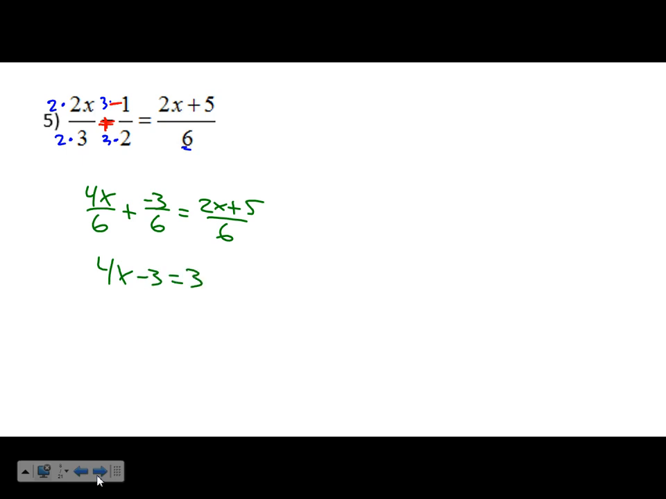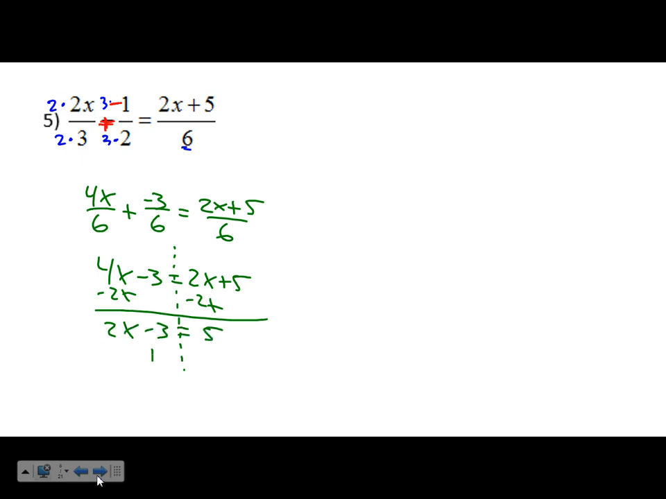Oops, supposed to be a 2. 4x plus 2x is 6x. Whoops, almost did that one wrong. We can't combine those because they're on opposite sides of this equal sign. Almost made a rookie mistake. So I'm going to subtract 2x from both sides first. That was close. I was just testing you.